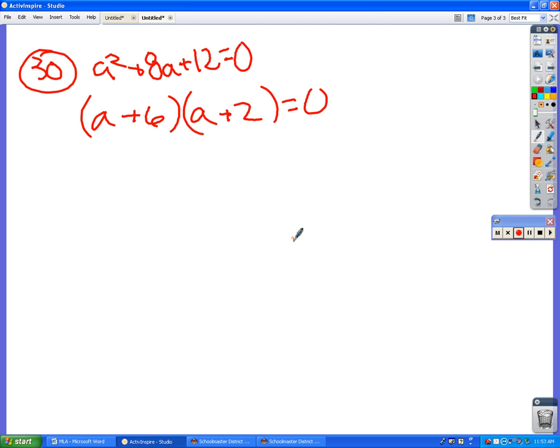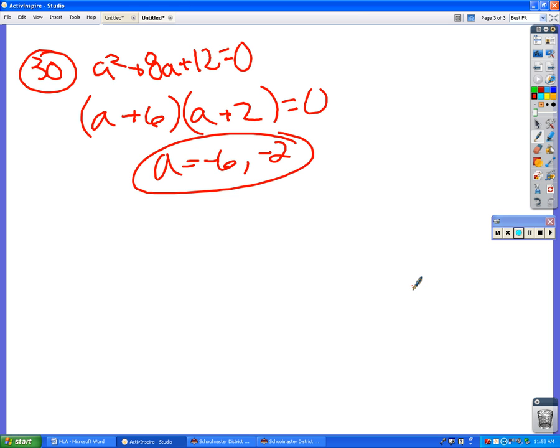So in order to make a plus 6 equal to 0, what does a have to equal? -6. And in order to make a plus 2 equal to 0, a would have to equal -2. So those are my two possible solutions to that problem.